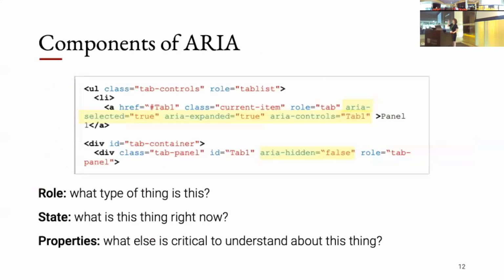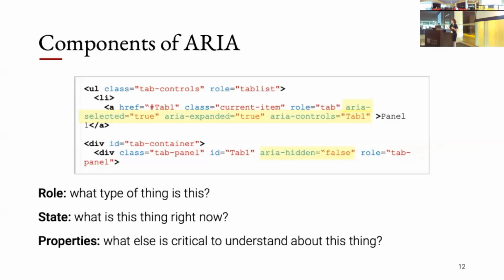Basically, what ARIA does is define three things. Role: what type of thing is this? So when I come across something, is it a button? Is it a tab? What is this thing? The second one is state: what state is this thing in? Is it disabled? Does it have keyboard focus? And then properties: what other information is crucial for a screen reader or other assistive technology user to know? So this could be, does it have a live region, or does it have relationships to other elements?